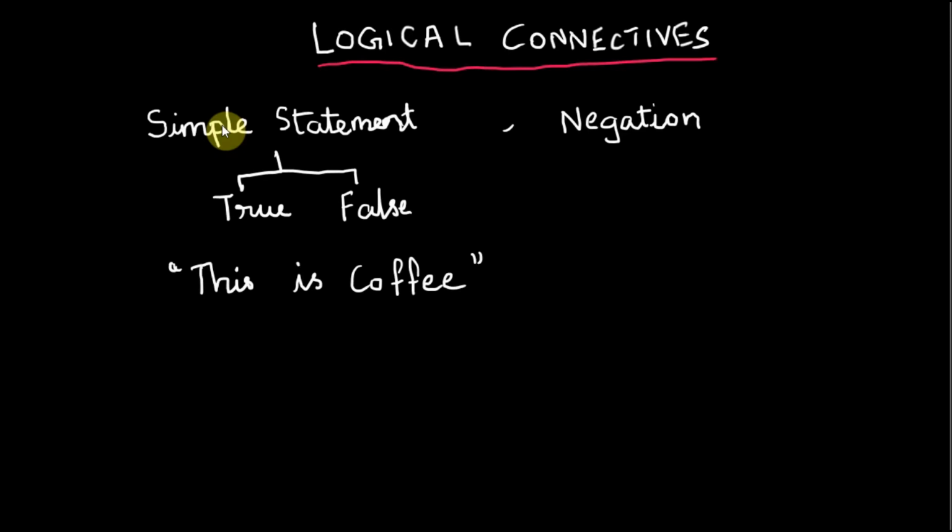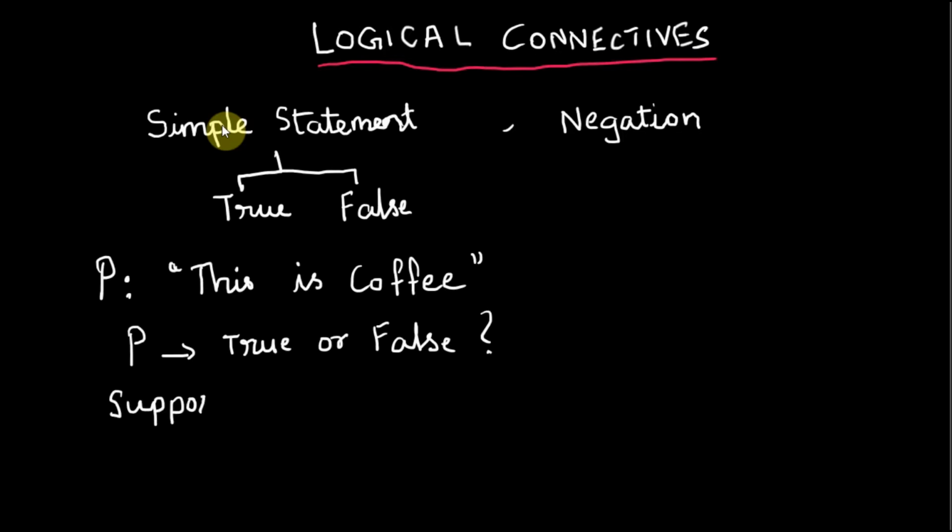Let P be the variable that represents this statement. A variable can be any letter that can represent a statement, very much like a variable in algebra. Now the truth value of P could be true or false. Suppose it is true and the statement is correct, then the negation of the statement is false, which means that it is not coffee but something else. This is how negation works.